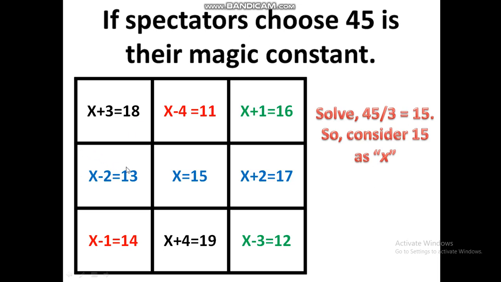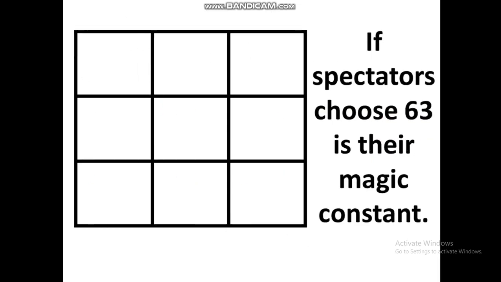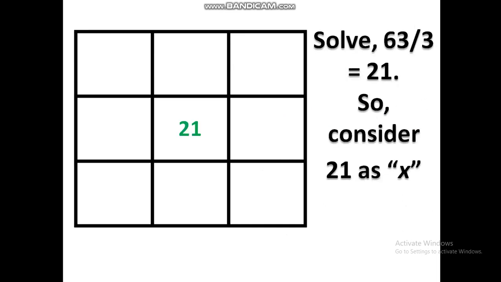See, for example, if one person asks you to fill box number 1 by 3, that is x plus 1, 15 plus 1, 16. In the same way, if spectators choose 63 as their magic constant, similarly divide 63 by 3, we get 21. So 21 will be the x, right? 21 here, and here we know x minus 4, that is 21 minus 4. The answer, this box can be filled with 17.